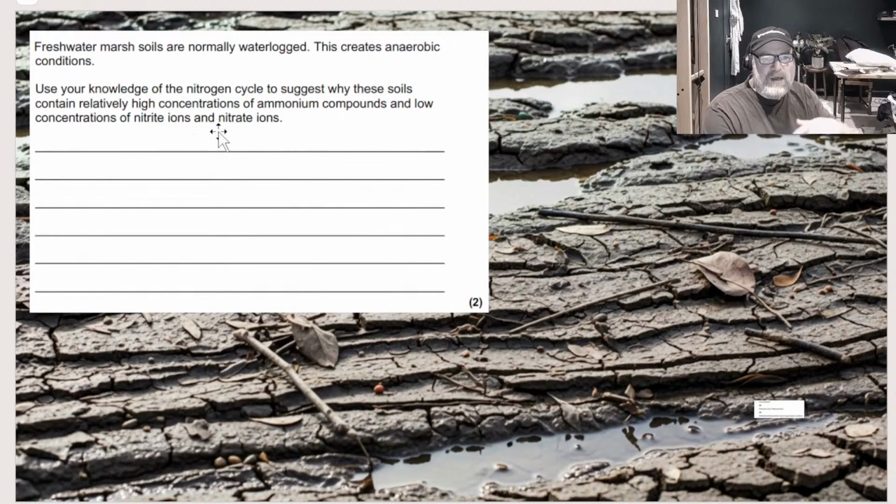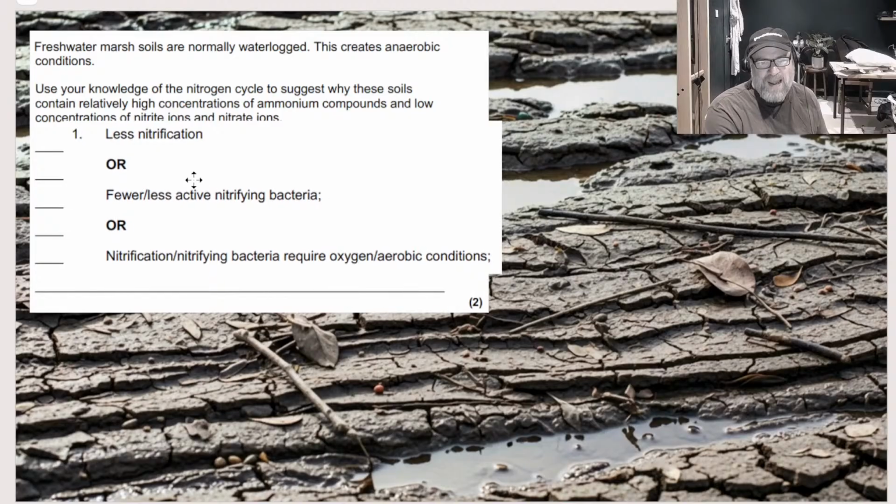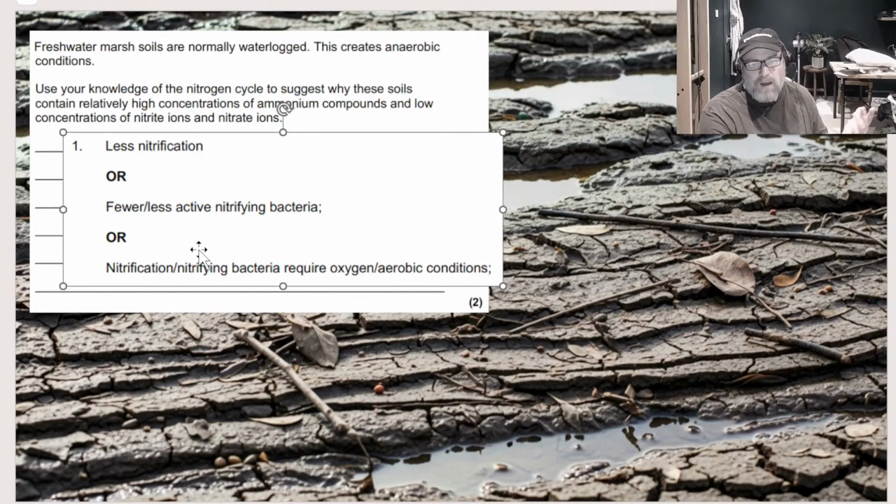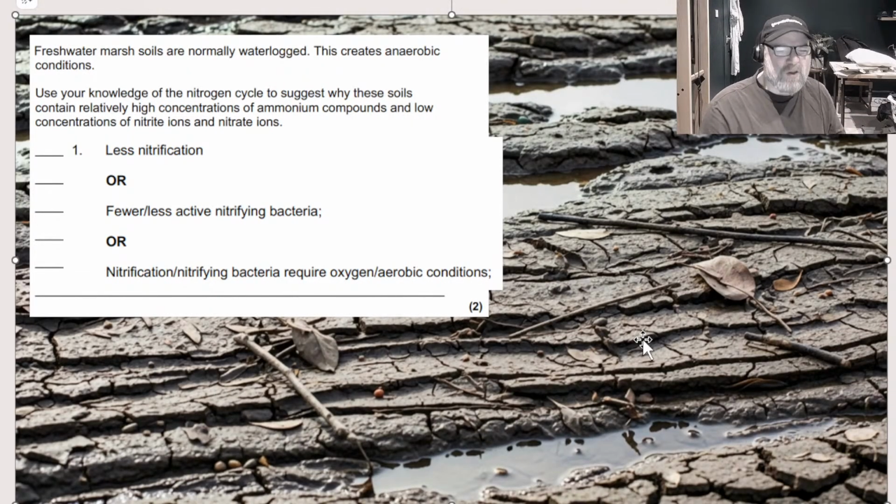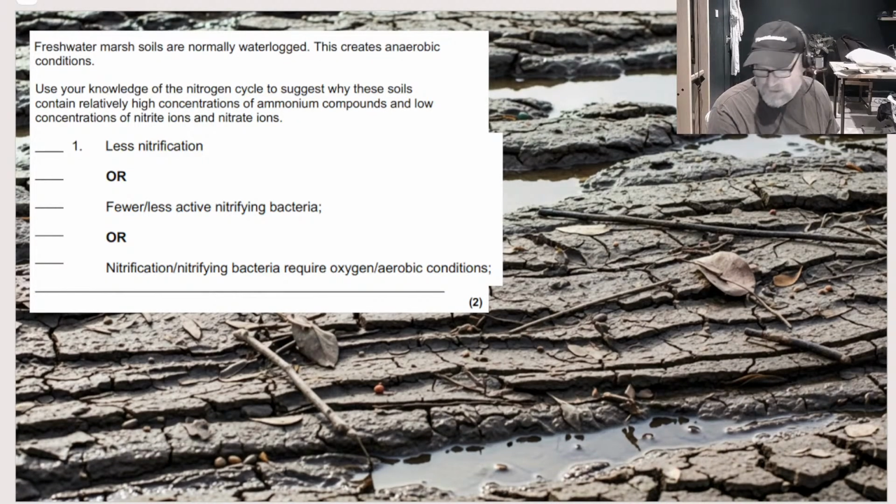So explain why you would have a high concentration of ammonia, because you still get decay and decomposition, but you won't get nitrification. You will get denitrification, removing nitrates from the soil, but you won't get nitrification because they require oxygen for aerobic respiration. Let's see what the mark scheme says. So less nitrification because they require oxygen for aerobic conditions. Yeah. We could have also said that denitrification can continue, as those can do it in anaerobic conditions. But here we go. Let's have a look at another question.